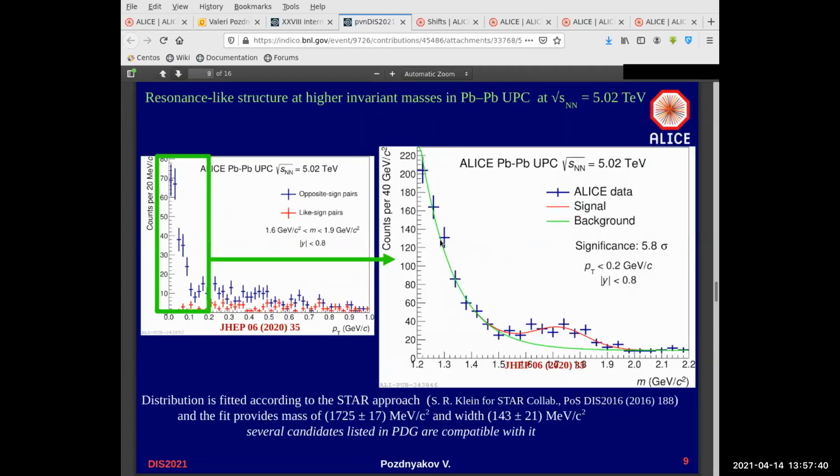So now I move to the next point of the presentation, namely, if we look at large pair invariant mass, we see well-balanced events in this domain, and we fit the data by the so-called STAR-like approach, and we consider that the data show a resonance-like structure with a mass of something like 1.7 GeV.